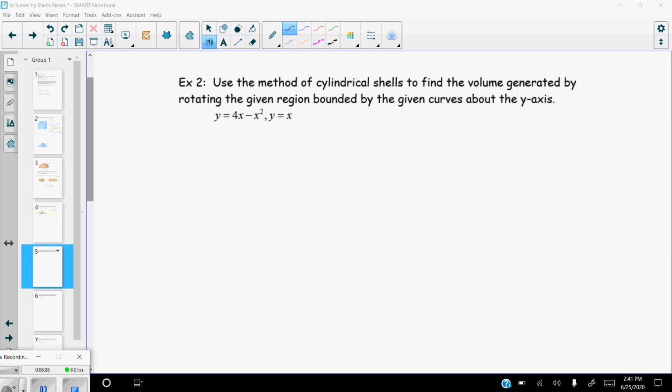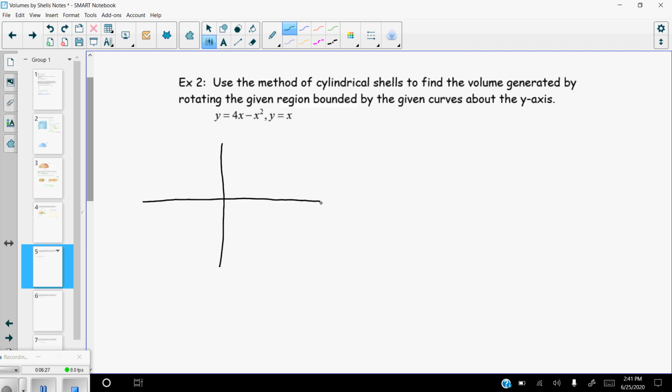All right, second example, use the method of cylindrical shells to find the volume generated by rotating the given region bounded by the given curves about the y-axis. So once again, we're going to revolve this around the y-axis. Let's go ahead and sketch what these curves look like.